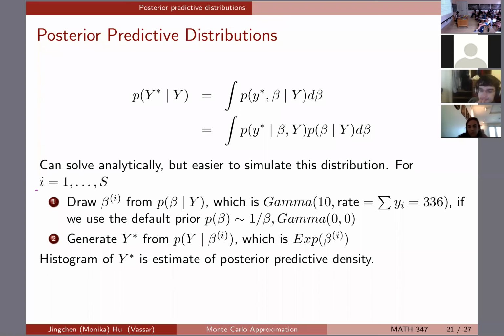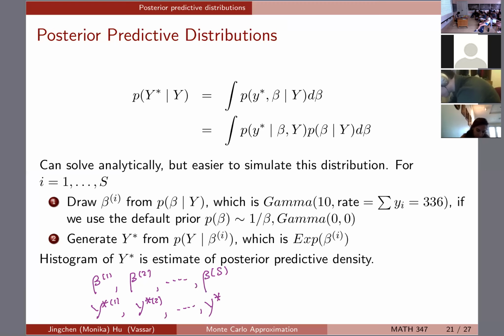So based on the procedure, we're going to get a sequence of beta I, right? So we're going to have beta 1, beta 2, and beta capital S, because that's the number of draws that we're making. And at the same time, we're having y star 1, y star 2, and y star S. So in the procedure, once we have done this posterior predictive generation, you're going to get a set of this and a set of this.